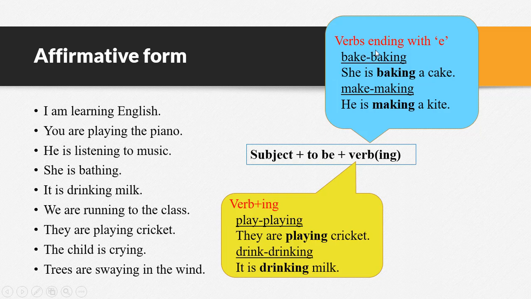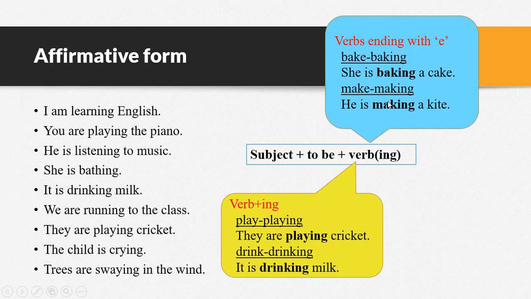Next example is the verbs ending with e. Bake. There you remove e and then add ing. Bake, baking. Make, making. You remove e and you add ing. She is baking a cake. He is making a kite.